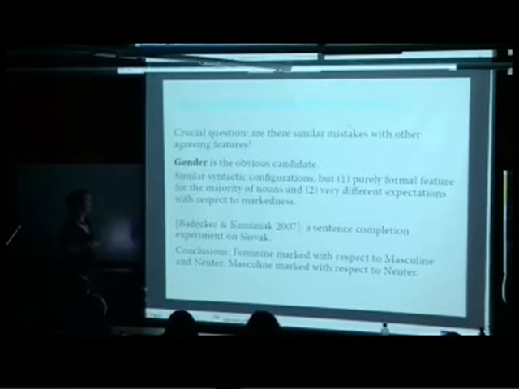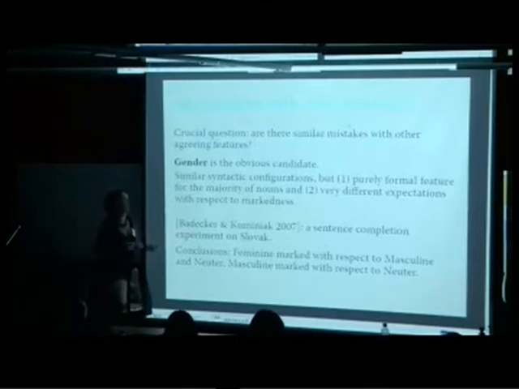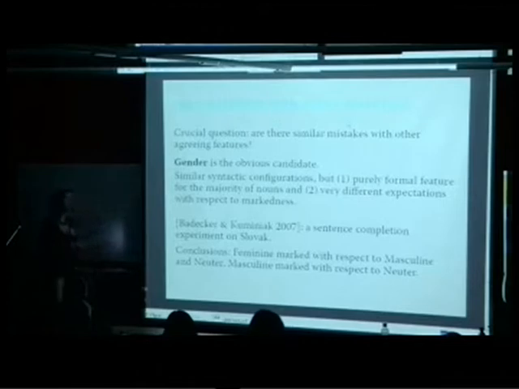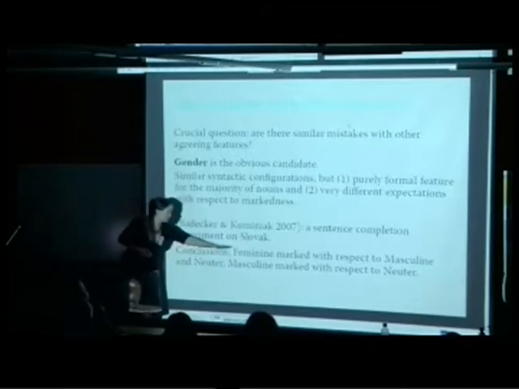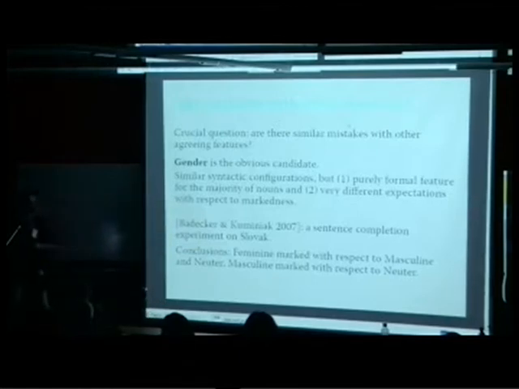Actually, there was one study specifically dedicated to agreement errors with gender, made on Slovak. It was a sentence completion experiment, and the conclusions were, in my view, quite striking. They concluded that there are markedness effects: feminine is marked with respect to masculine and neuter, and masculine is marked with respect to neuter. It means that there were more feminine forms than masculine and neuter forms, and more masculine forms than neuter forms, in sentences where there was a gender mismatch between the head noun and the dependent noun inside the subject.